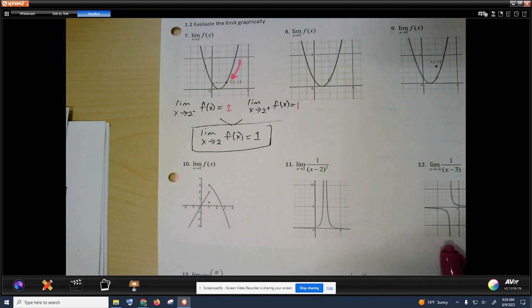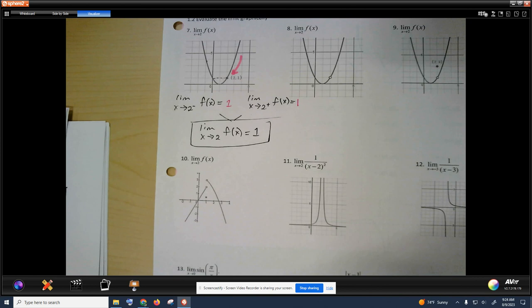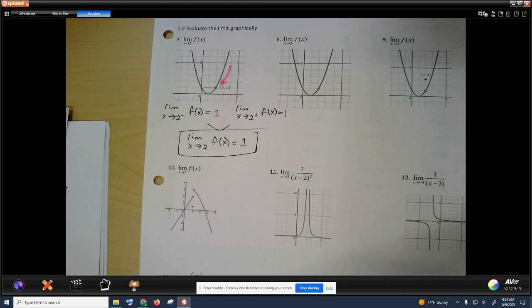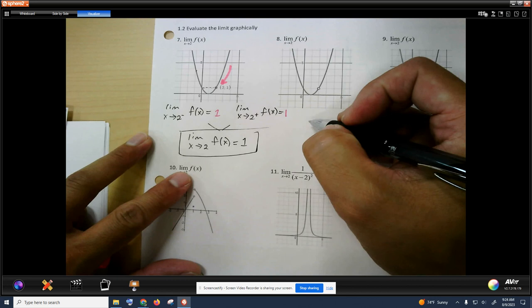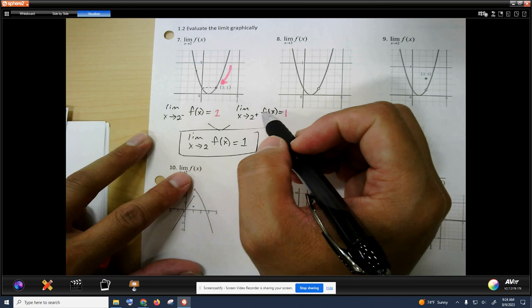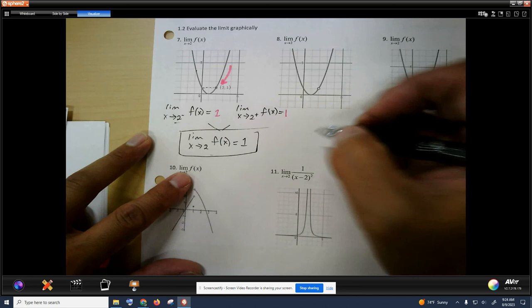Okay, so second situation. What if we are still interested in going to 2 again, but it happens that it's not defined at 2? For some of these, if they don't really ask you to define if it exists or show, you could just write the final statement. So you're going to take a look. Well, we'll write all the statements here.